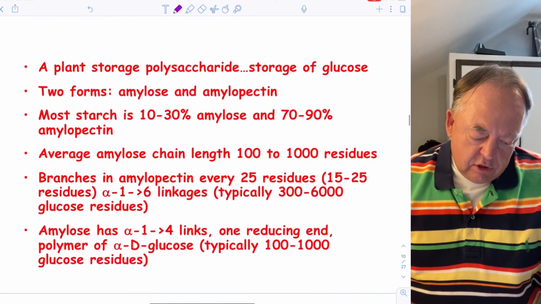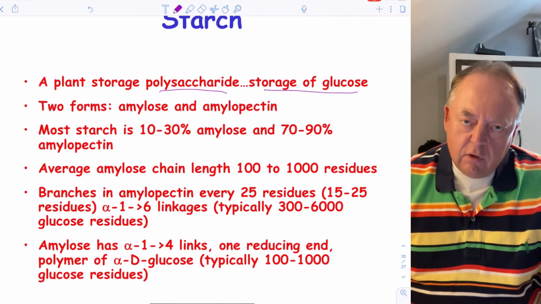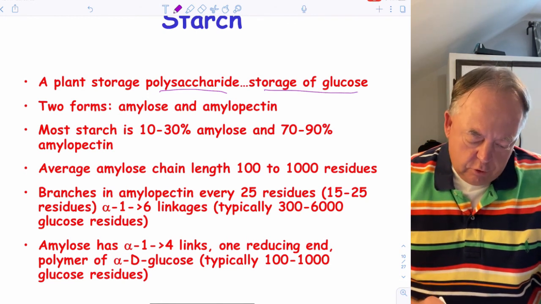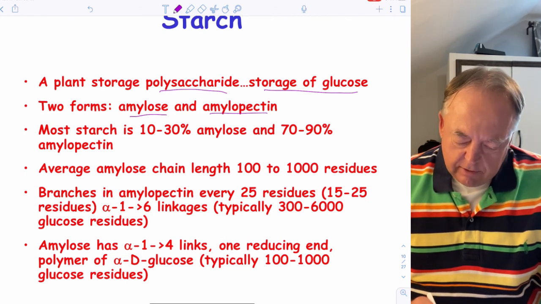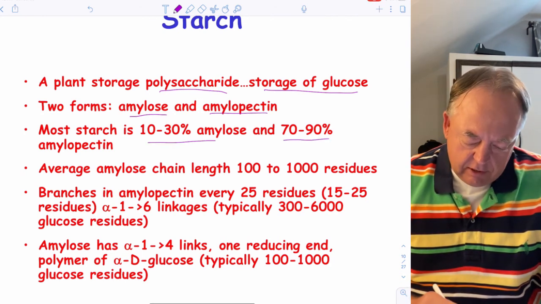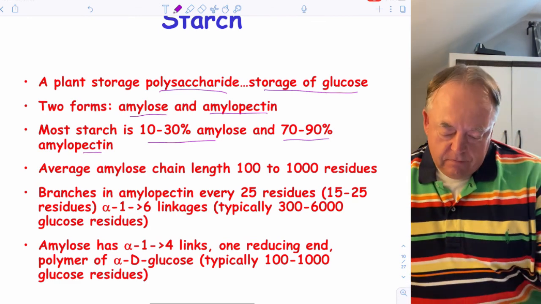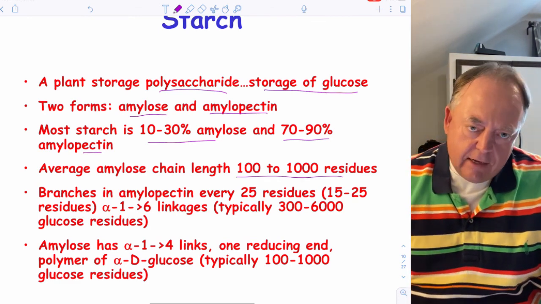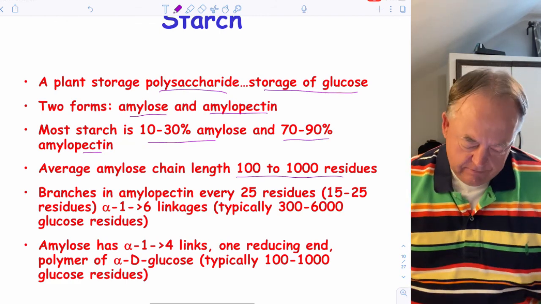Okay, so what is starch? So it's just a polysaccharide. So it's basically a polymer of glucose. So two forms we'll talk about, amylose and amylopectin. So most starch is about 10 to 30% amylose and about 70 to 90% amylopectin. So we're talking 100 to 1,000 glucose molecules polymerized together.